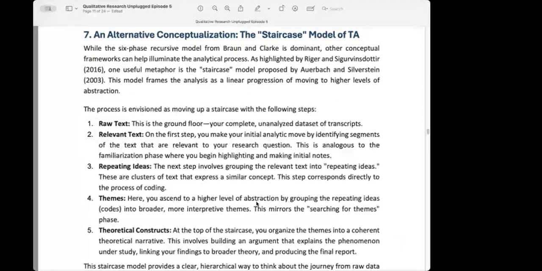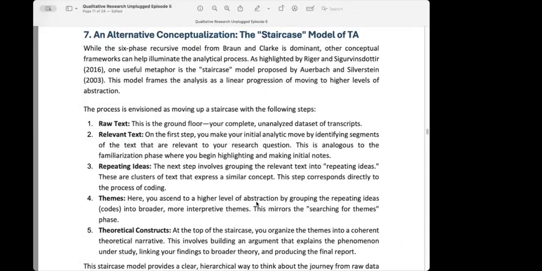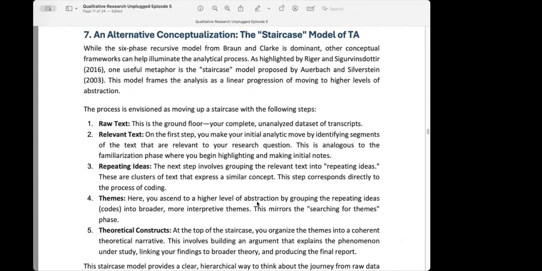This staircase model offers a clear, perhaps more linear feeling progression towards higher levels of abstraction, which can be very illuminating for understanding precisely how raw data gets transformed into theoretical insight. It's quite literally like moving up a staircase one step at a time, with each step representing an increasing level of interpretation and conceptualization away from the raw text. Okay, let's walk up the staircase.